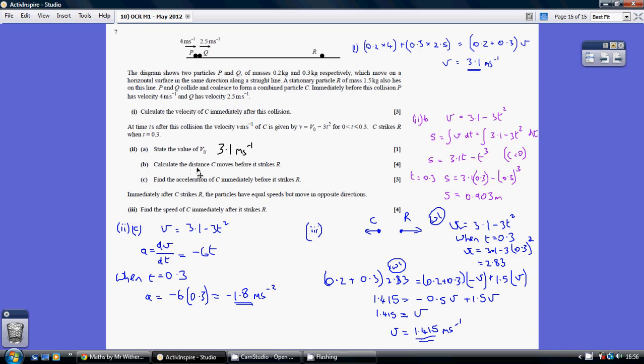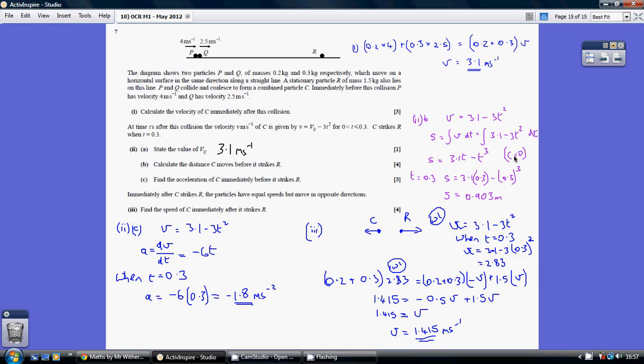Right, part B, calculate the distance c moves before it strikes r. Okay, so we need to work out the distance travelled. Now we have the equation for velocity. v0 we've said is 3.1, so our revised equation for velocity is 3.1 minus 3t squared. Now if we integrate this, when we integrate velocity we get displacement. So it's the integral of this, which is 3.1t minus t cubed. We've added 1 to the power and divided by the new power.